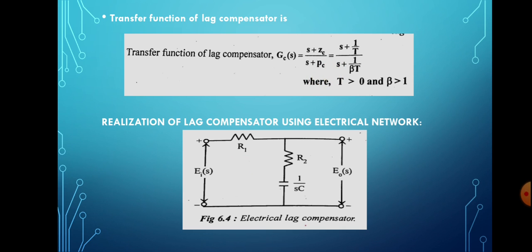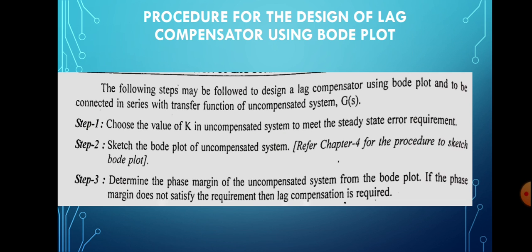Next, let us see the procedure for the design of the lag compensator using the Bode plot, and it is an important thing. You should go through the procedure step by step. There are 9 steps for designing the lag compensator using the Bode plot. First step: in the question we will be given a transfer function, that is the open loop transfer function, G(s).